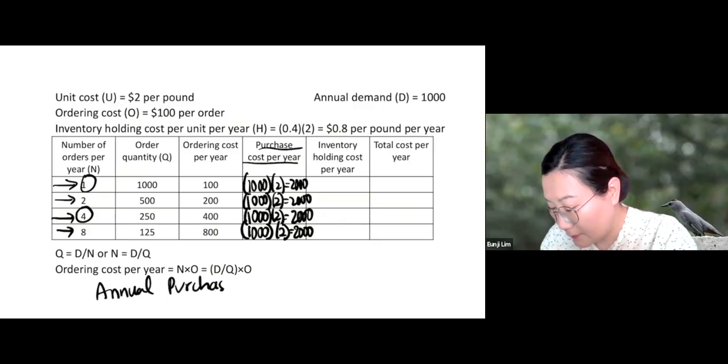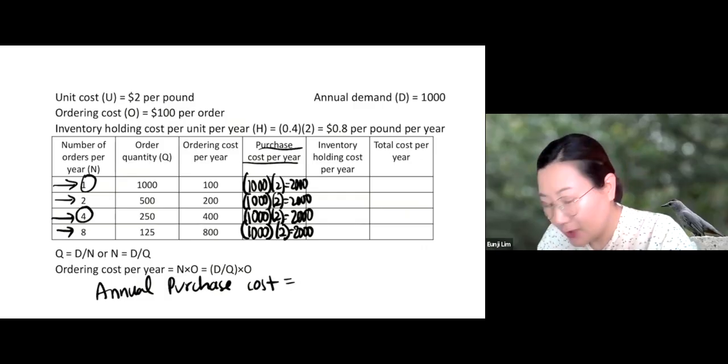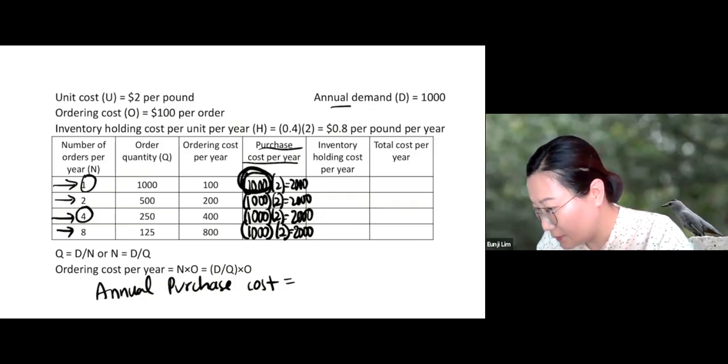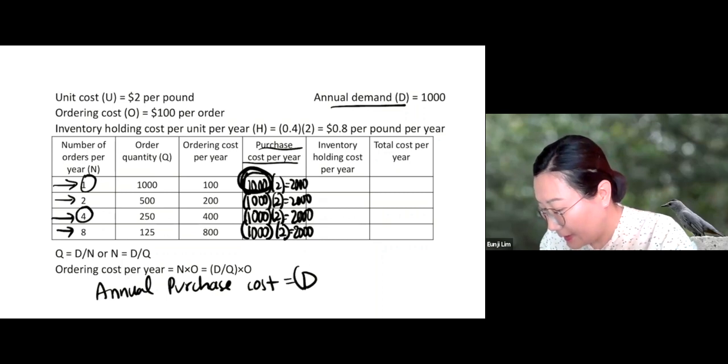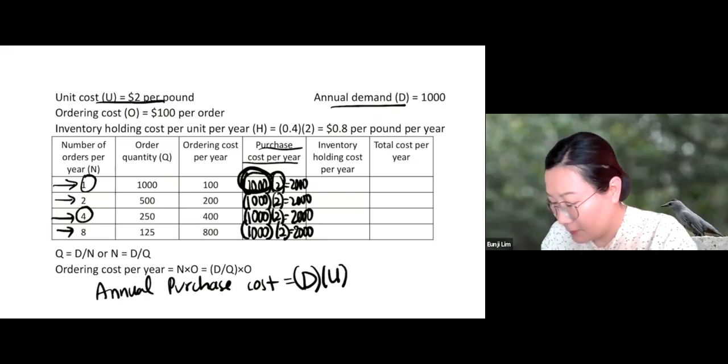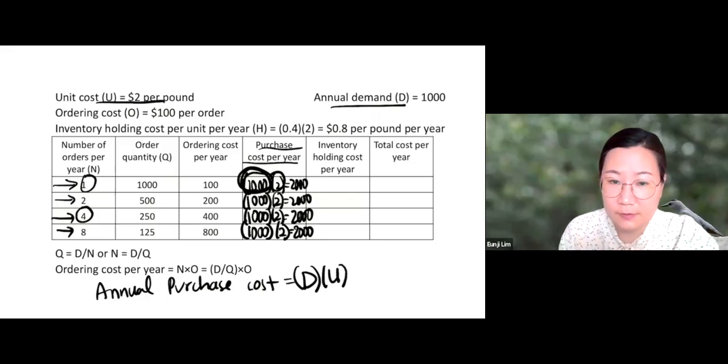Purchase cost. You can realize that regardless of how many orders you place a year, you always take 1,000 pounds, which is the annual demand, and you multiply by 2, which is the unit cost. So the annual purchase cost is D times U.